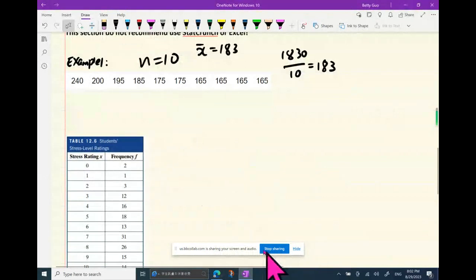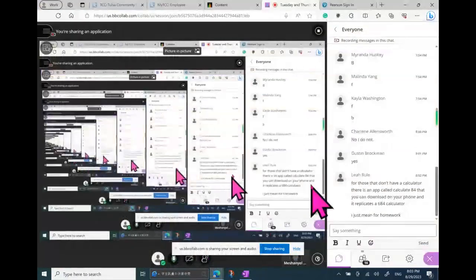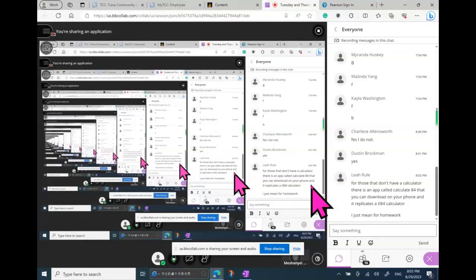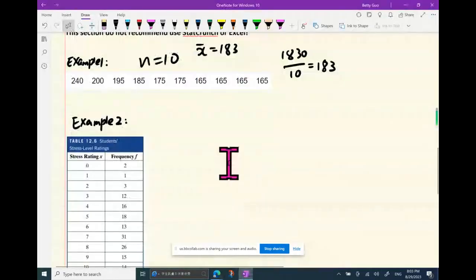Okay, so the first example shows us how we find the sample mean when the raw data set is given. All we need to do is just add them up and then divide by the number of the data. Thank you, Lee. I understand. It's just for the homework. Thank you for the information.